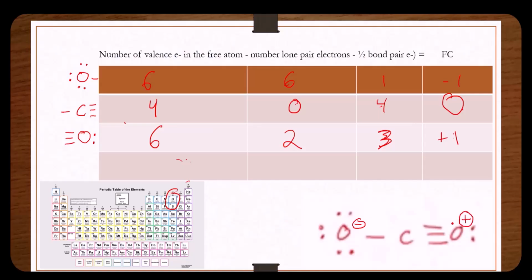If it's 1, then we can just put the sign on there. If it was more than 1, we would put the magnitude of the charge with the sign in a circle.